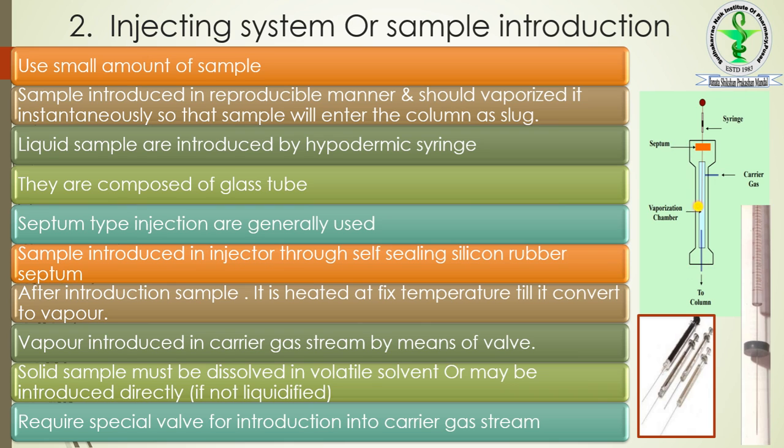The sample has now come here, so after it arrives, there is a vaporization chamber where heating starts. It is heated at a fixed temperature till it converts into vapors. We heat it until it converts into vapor. After that, into the valve. After it is converted into vapors, the vapor is introduced into the carrier gas stream by means of a valve. From here it mixes with the carrier gas.